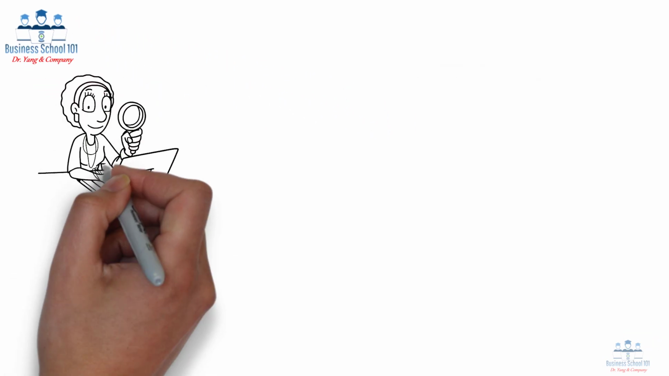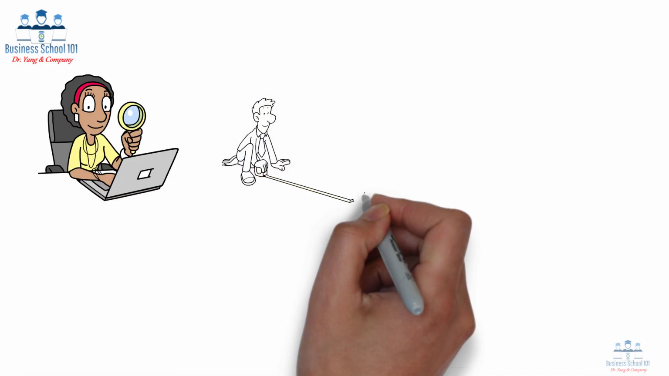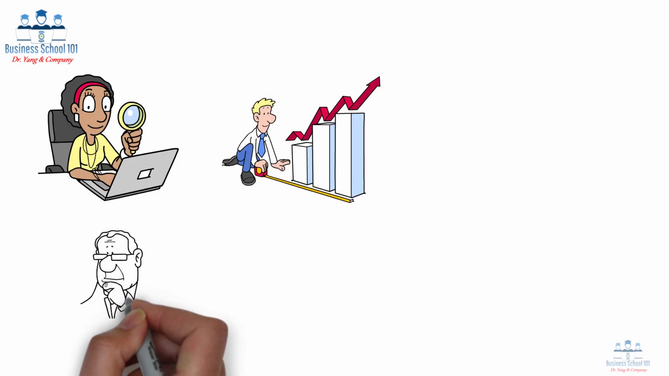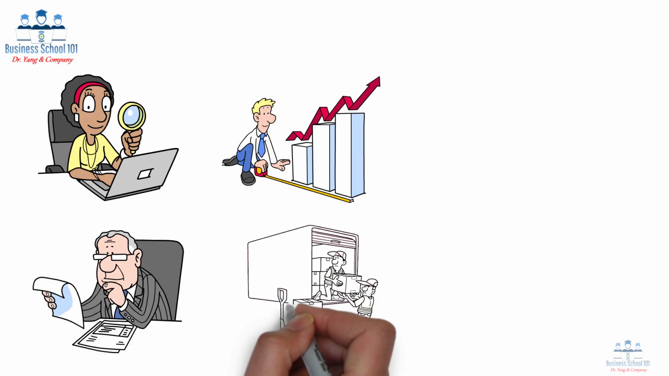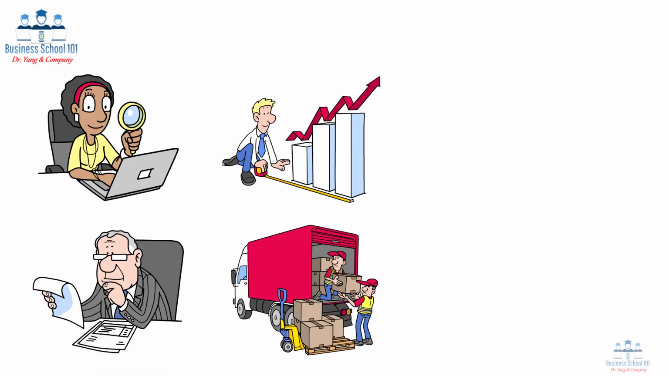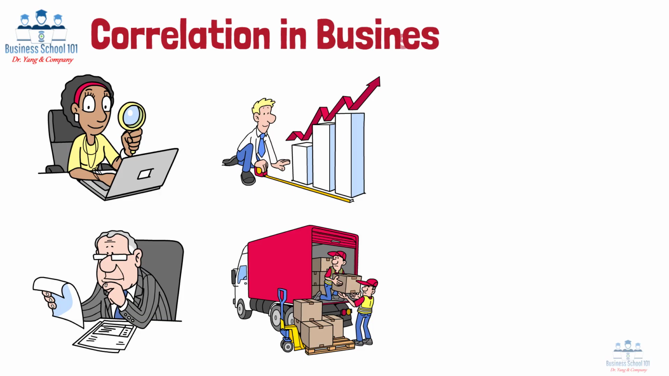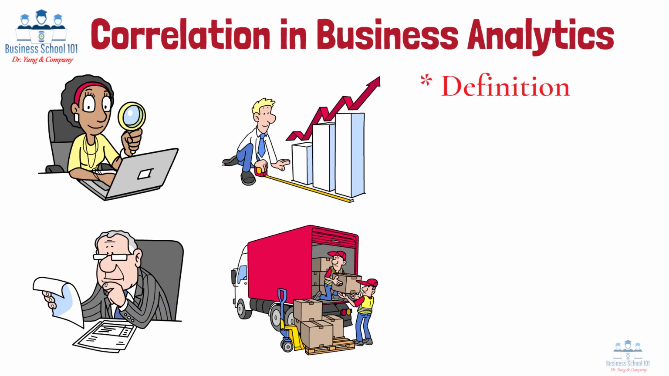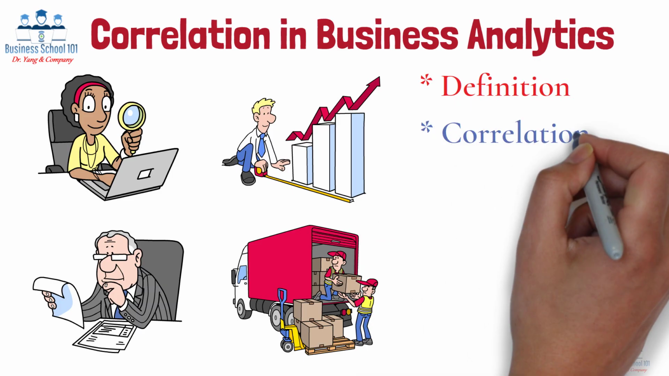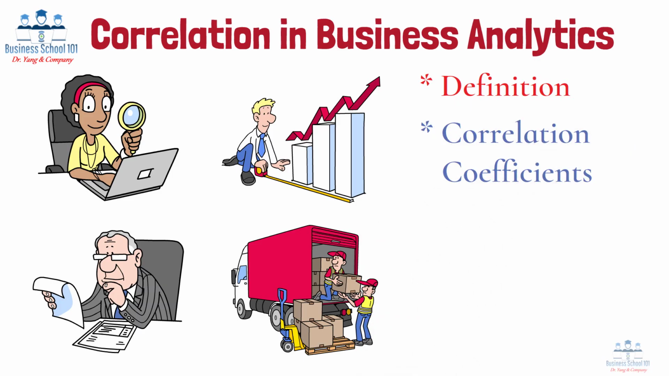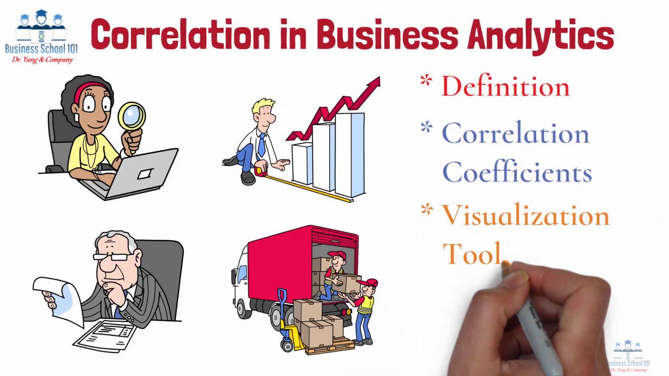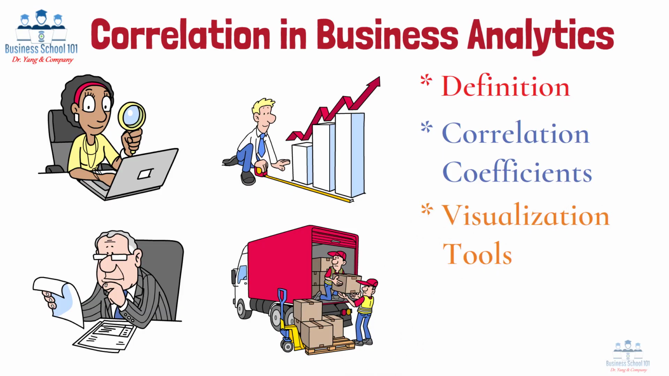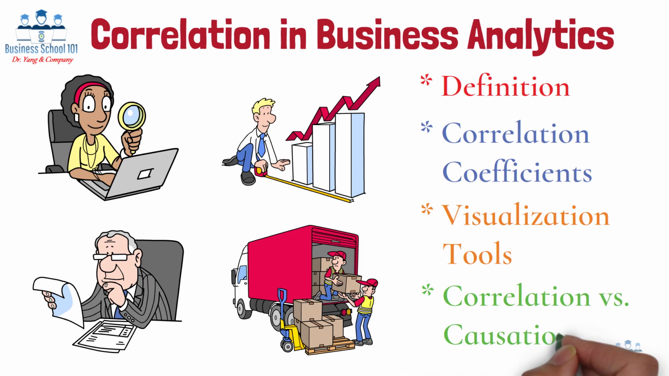Imagine you're a business analyst trying to understand why sales spike during certain months, or a product manager wondering whether customer satisfaction is tied to delivery speed. These questions lead us to one of the most powerful concepts in data analysis, correlation. So what exactly is correlation in business analytics? How does a correlation coefficient help us measure the strength and direction of that relationship? What visualization tools can we use to spot these patterns? And how can we tell whether two things are simply moving together, or if one is truly causing the other? In this video, I will discuss these questions with you.